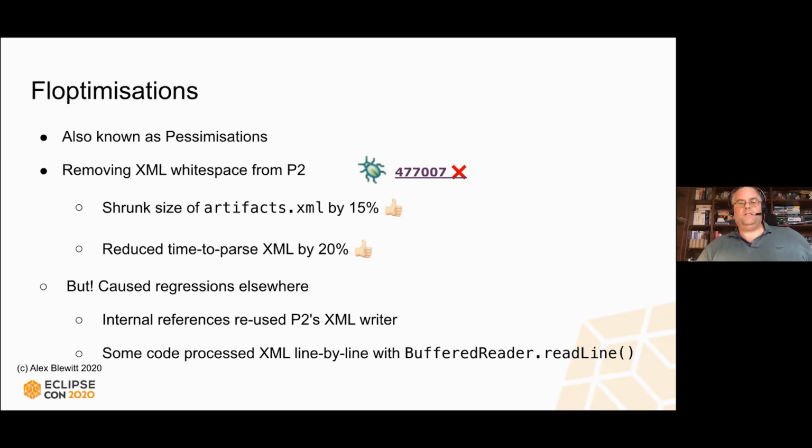There were a number of classes that reused P2's XML for writing their own XML files that had absolutely nothing to do with P2 in there. And there were a number of code paths that use BufferedReader readLine to read the XML file. And when all you have is a 156K single readLine, it turns out BufferedReader doesn't work so well for that.